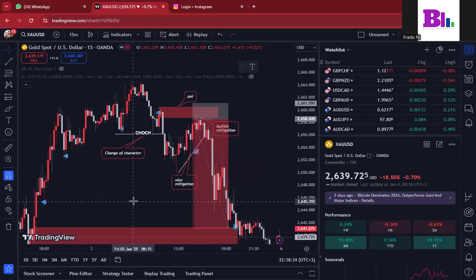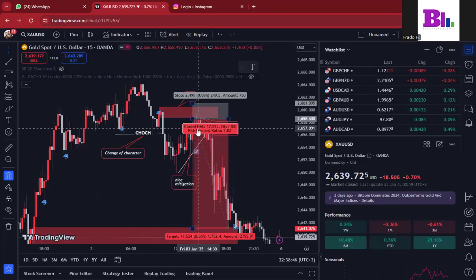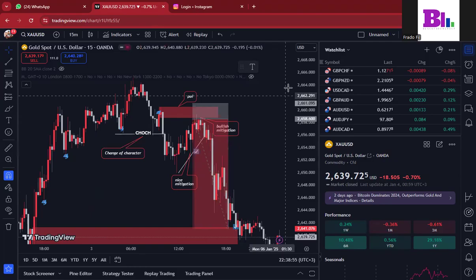So we had an uptrend, as you can see, and the right choke was here, where we had our choke, and then you can see the price was going up, and we found our supply here. On mitigation, we had a sell trade, with a risk to reward ratio of more than 1:7.